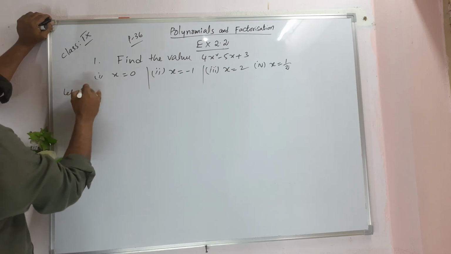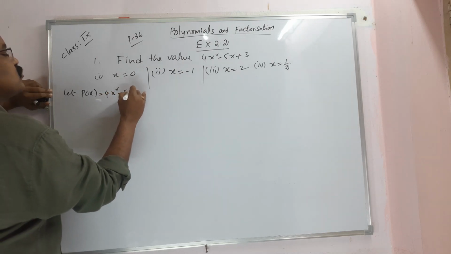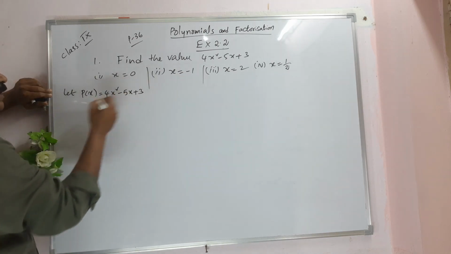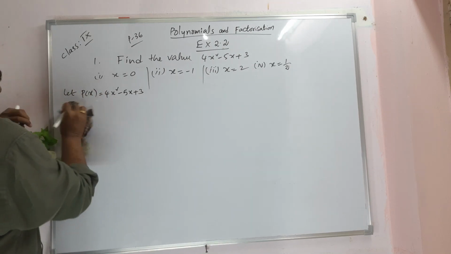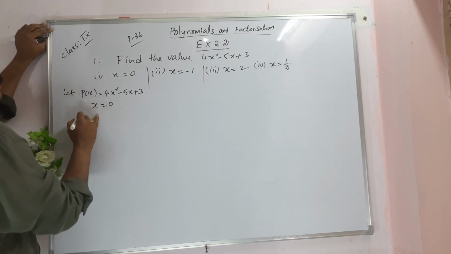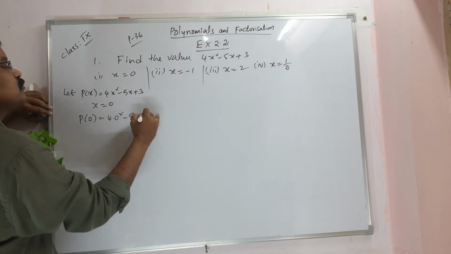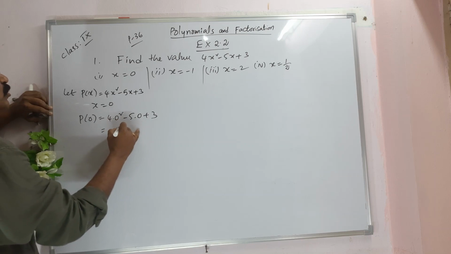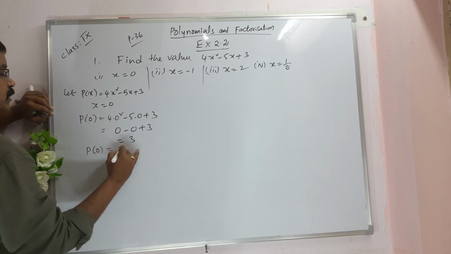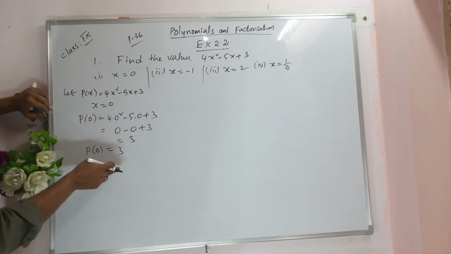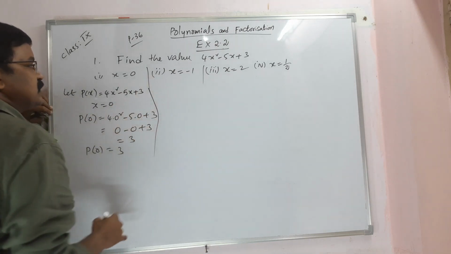First, let the given polynomial be P of x is equal to 4x square minus 5x plus 3. So take x is equal to 0 first. That means P of 0 is equal to 4 times 0 square minus 5 into 0 plus 3. 4 times 0 is 0, 0 plus 3. So this is 3. So what is the value of polynomial, students, at x is equal to 0? 3. This all will become 0. Only 3 will be there. That is the constant, right?